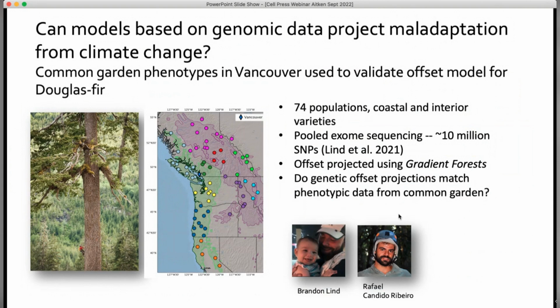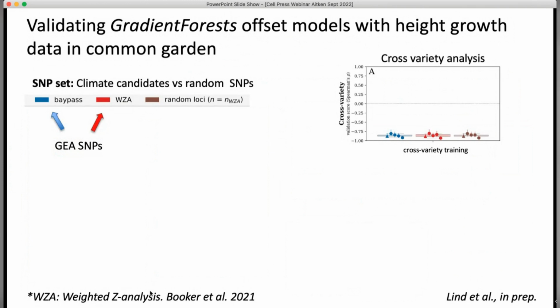And we asked the question, do genetic offset projections match phenotypic data from the Common Garden experiments established by Rafael Candido Ribeiro? Now, the Common Garden experiment is here in Vancouver, and these trees were brought from nearly all across the range to Vancouver, but note that the Common Garden is in the range of the coastal variety. So here are the results of an analysis showing the validation score based on the correlation between the projected maladaptation, the projected offset, and growth in the Common Garden experiment. We would expect a negative relationship, and in fact, we see a strong negative relationship there based on the climate distance that these trees have been moved to the location of the Common Garden.